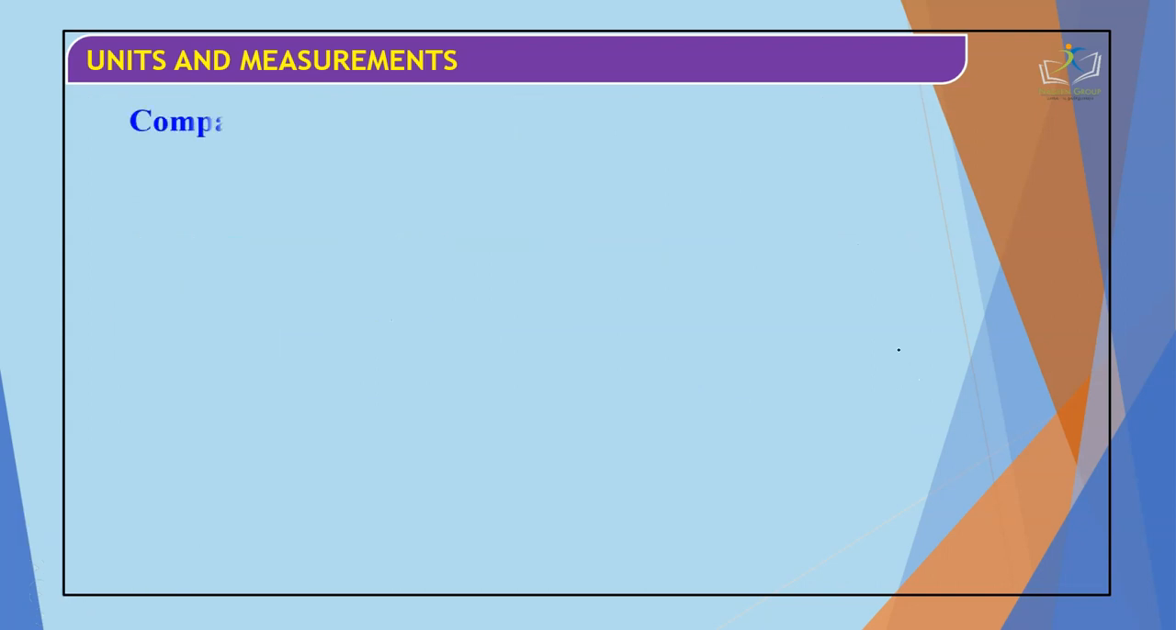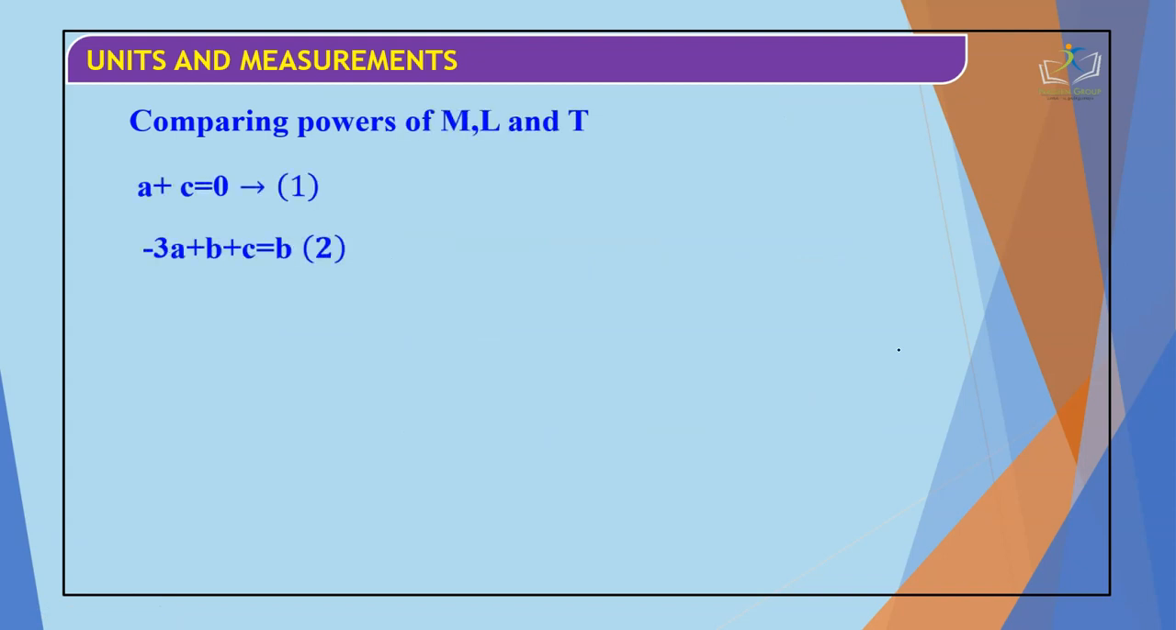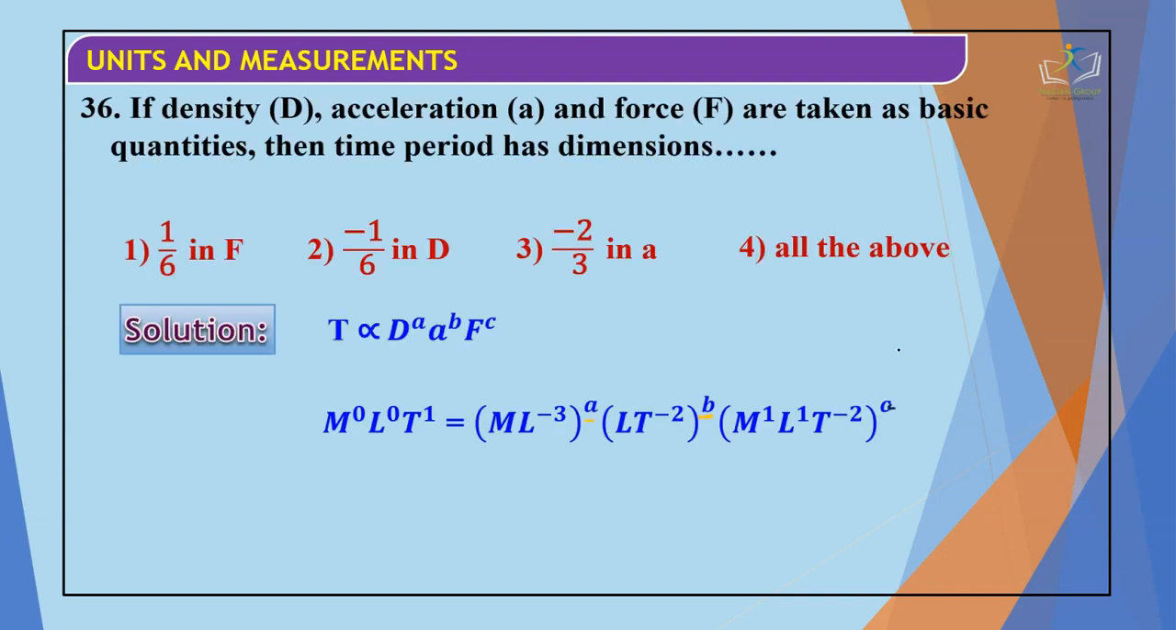Okay, so comparing the powers, a plus c is equal to 0, minus 3a plus b plus c is equal to b. Wait, something will change; I have to put in all these values. So M0 L0 T1 comes as M to the power a plus c, L to the power minus 3a plus b plus c, and T to the power minus 2b minus 2c.